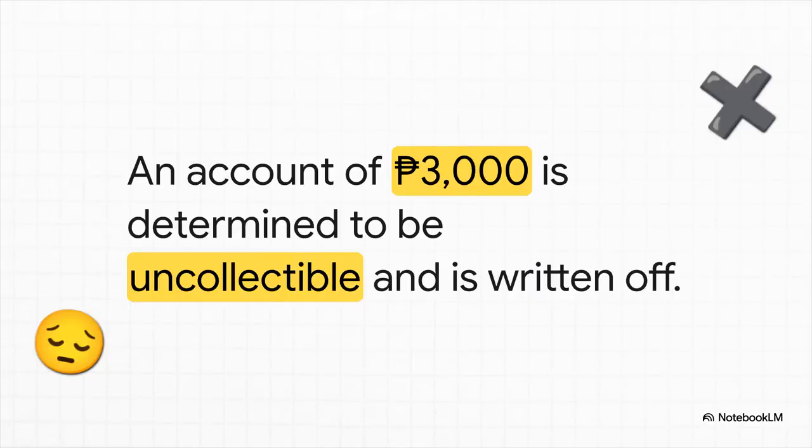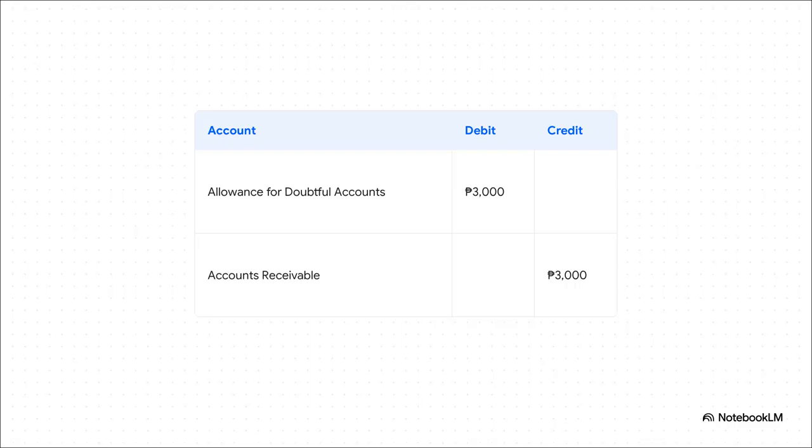Now for the tough one. You've sent emails, you've made calls, but a customer who owes you 3,000 pesos just isn't going to pay. It's time to write it off. This is another one of our deductions from the AR balance. Now listen closely, because this is a major pro tip. We don't debit an expense account right now. Instead, we debit an account called allowance for doubtful accounts. Think of this like a piggy bank you've already been saving up for exactly this kind of situation. We just take the money out of that piggy bank to cancel out the 3,000 peso receivable.